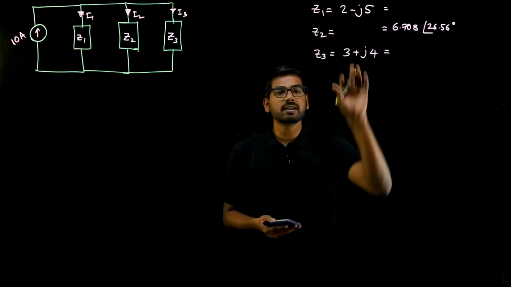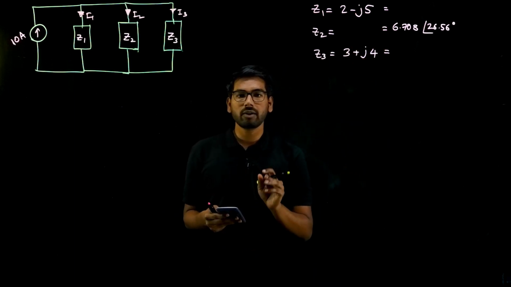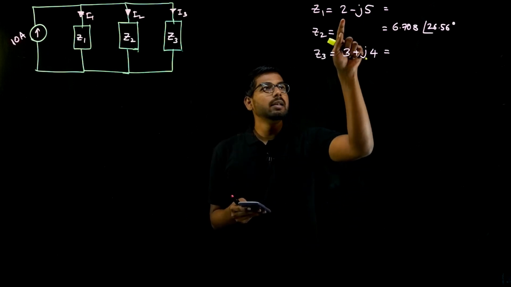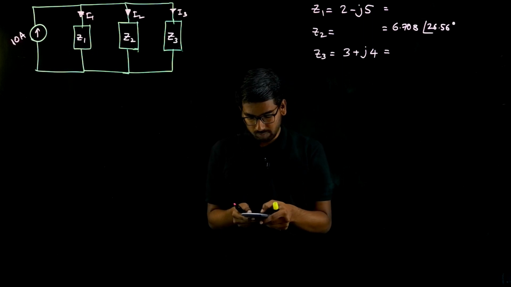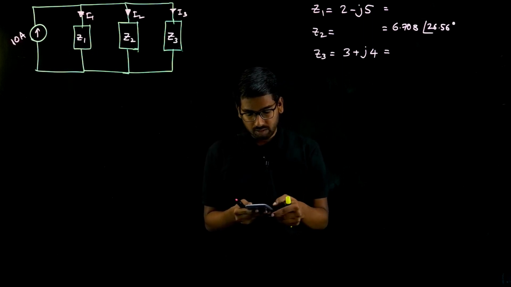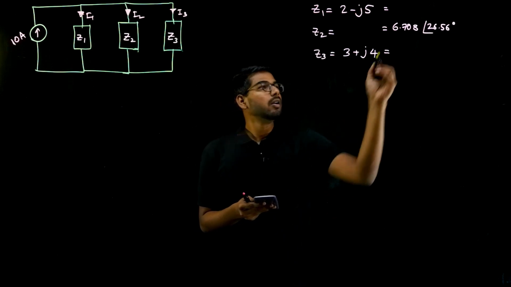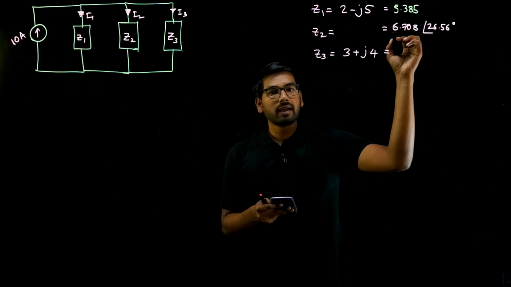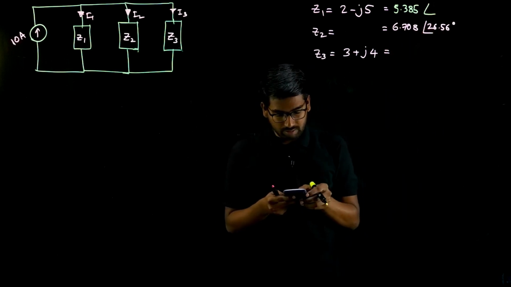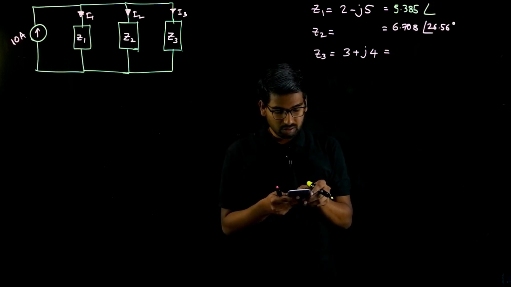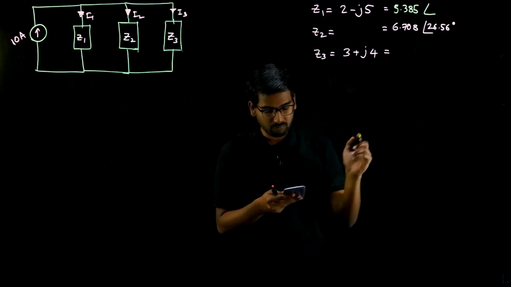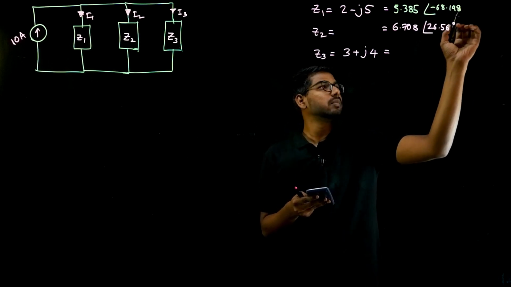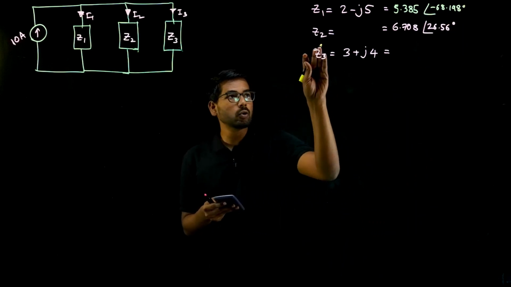Now we have 2 minus j5. I need to convert this to polar form. Use your calculator. In your calculator there is a function called polar, POL. Input 2 comma minus 5 there, and you will get 5.385 as a magnitude at an angle of minus 68.198 degrees.